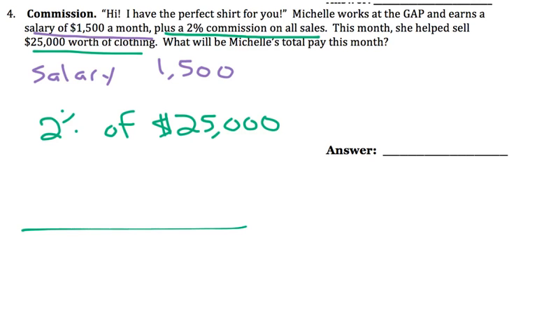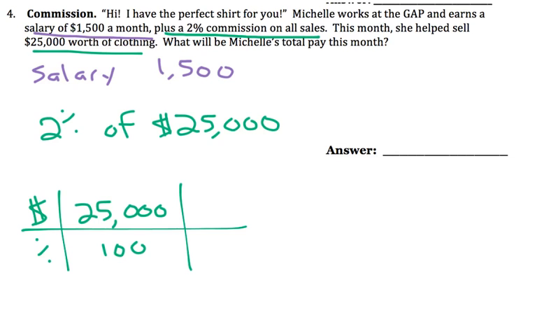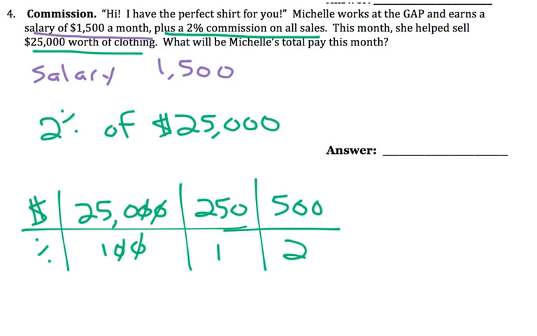So let's figure out how much that is. So all of the sales, that's $25,000. That's 100%. The store keeps almost all of it. If I divide by 100, that would be $250. And then if I double that, I would get $500. So it looks like 2% of everything she helped sell would be $500.